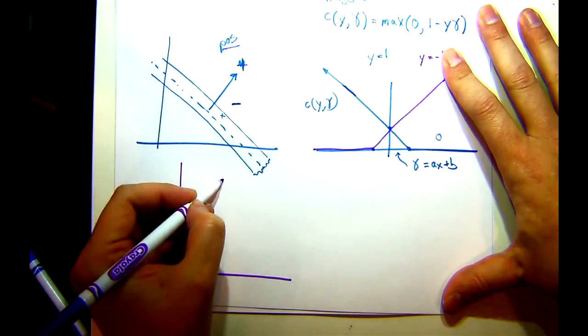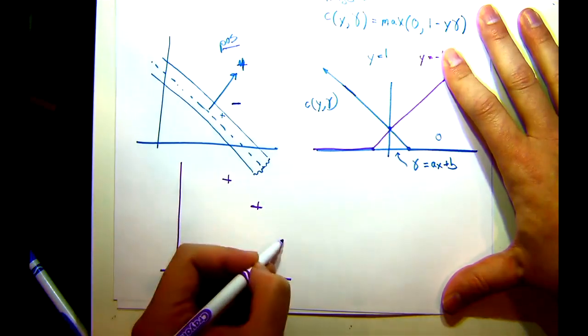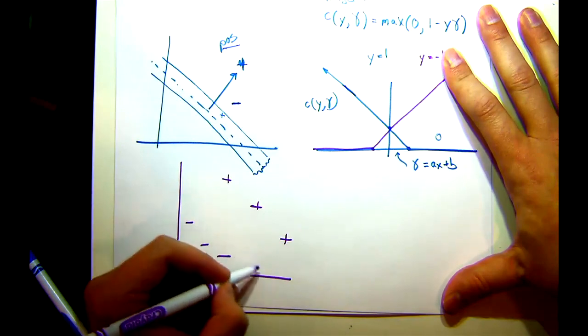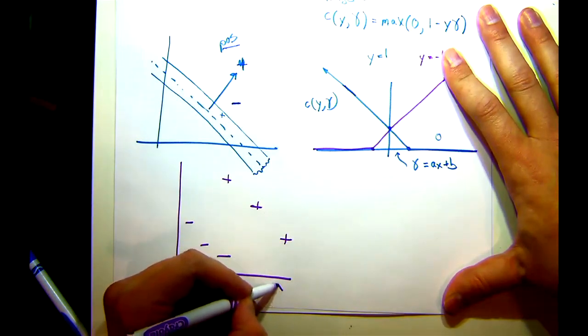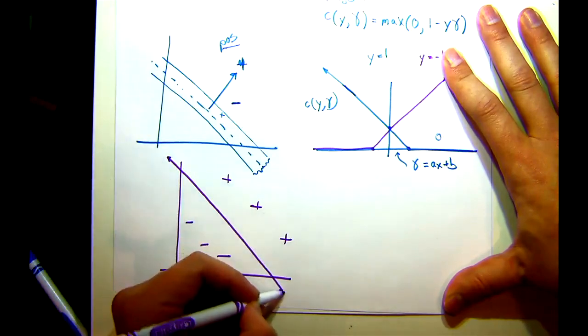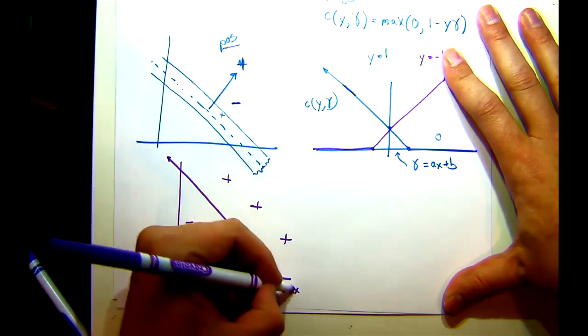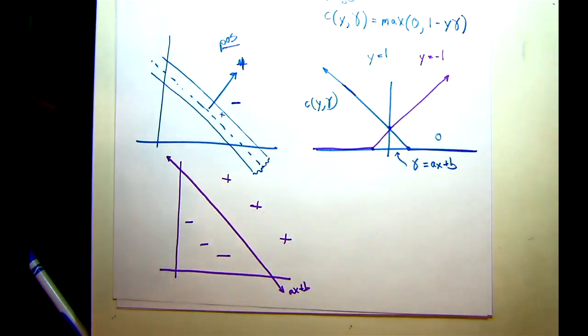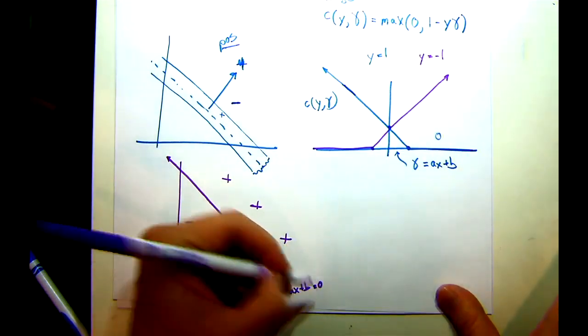We have some positives, and we have some negatives. And now we can draw this line. If this is our Ax plus b, Ax plus b equals 0 point.